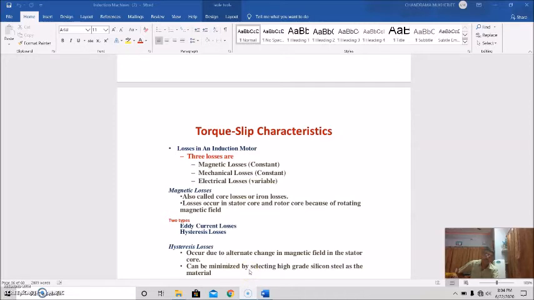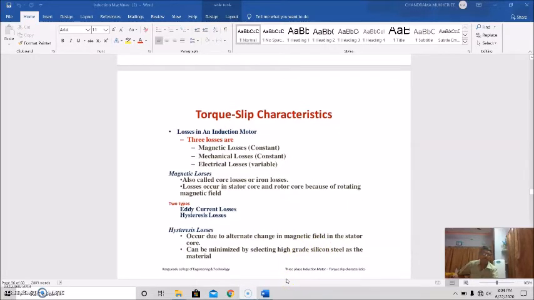Hysteresis loss occurs due to the alternate change in the magnetic field in the stator core, and can be minimized by selecting high grade silicon steel as the material.